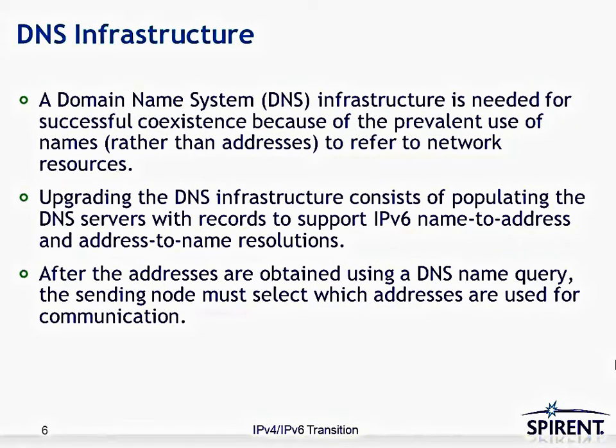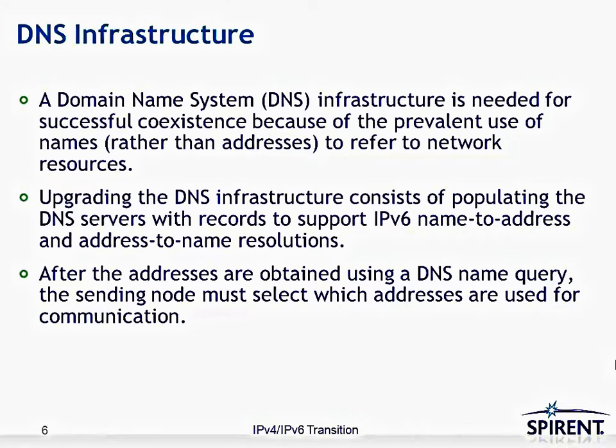The DNS infrastructure is needed for successful coexistence because of the prevalent use of names rather than addresses to refer to network resources. Of course, this is even more true with IP version 6 as we discussed in the addressing architecture, where the numbers could actually be 128 bits long. So upgrading the DNS infrastructure consists of populating DNS servers with records to support IP version 6 name to address and address to name resolutions.